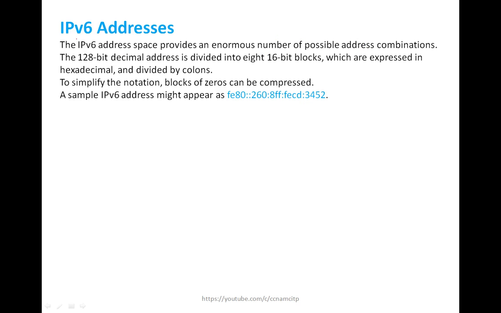Next, if we talk about the IP version 6 address, the IP version 6 address space provides a numerous number of possible address combinations. It is a 128-bit address divided into 16-bit blocks, which are expressed in hexadecimal and separated by colons. So this is your IP version 6 address, divided by colons, and every block will have 16 bits, like 1, 2, 3, 4, 5, and so on.